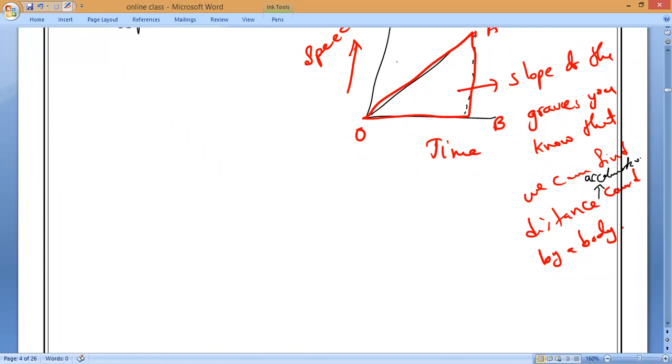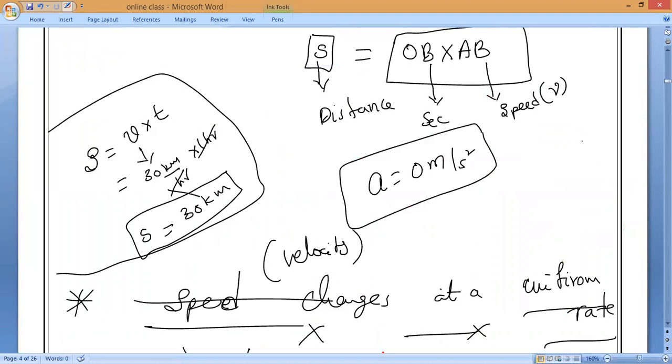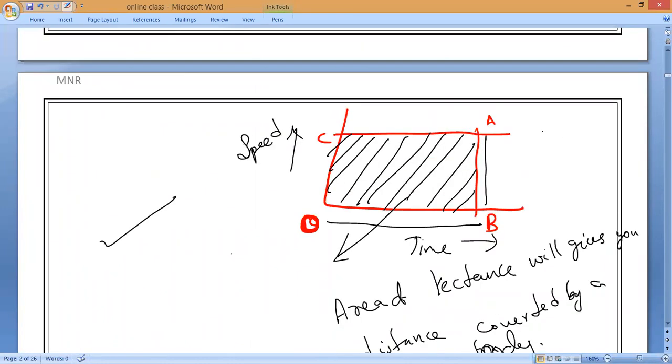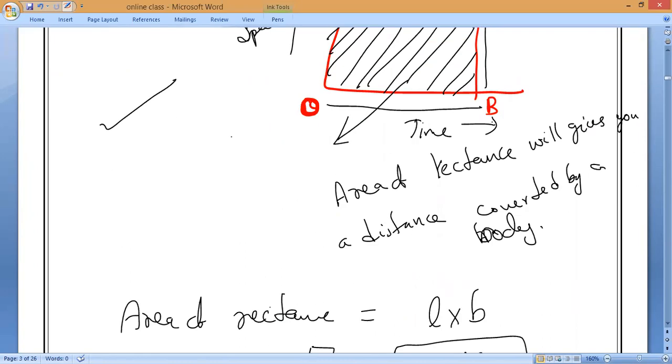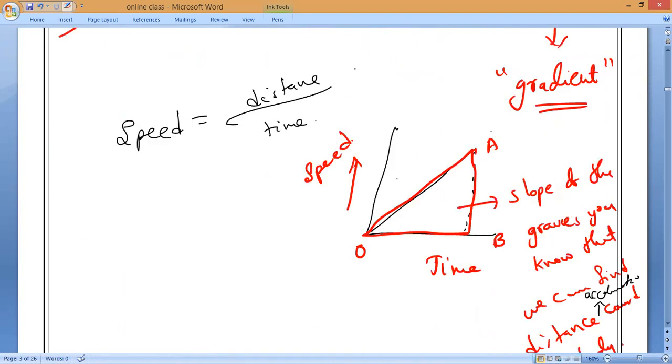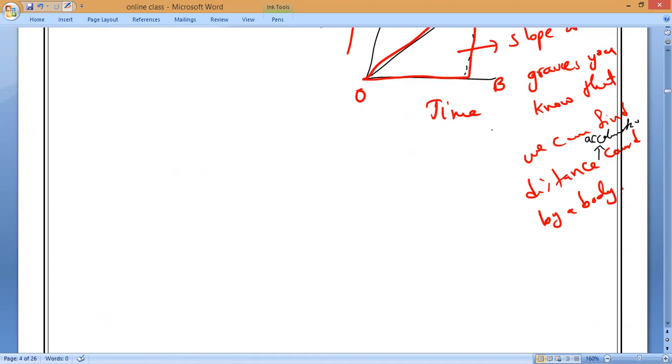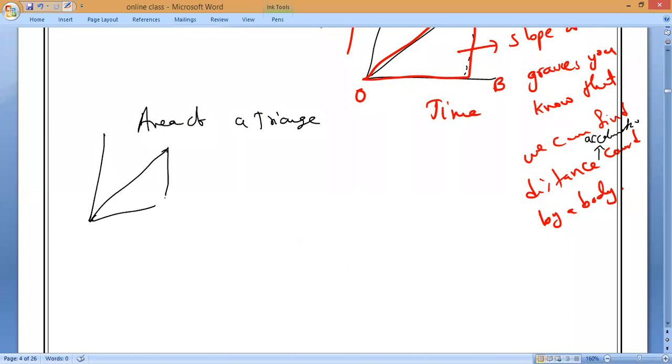So as I said before, if you want to find the distance, you find the area. Area of a rectangle we have taken, but here only a half triangle is there. Then what is the area of a triangle? It is like this, yes or no? So this is the only part we want.